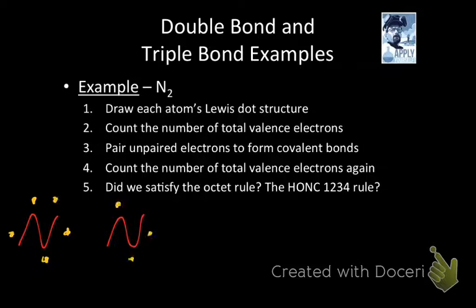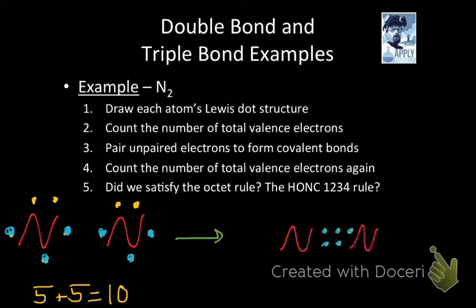Alright, so same thing. Draw each atom's Lewis dot structure. We have 5 valence electrons for each of our nitrogen atoms, and that is 5 plus 5 for a total of 10 valence electrons. Now we want to pair up our unpaired electrons. Each nitrogen atom has 3 unpaired electrons. So we'll put them right next to each other and put the 3 unpaired electrons from each nitrogen in between our nitrogen atoms.